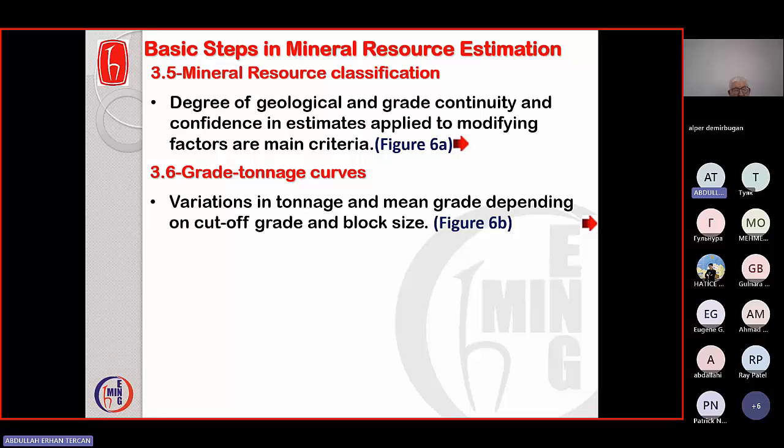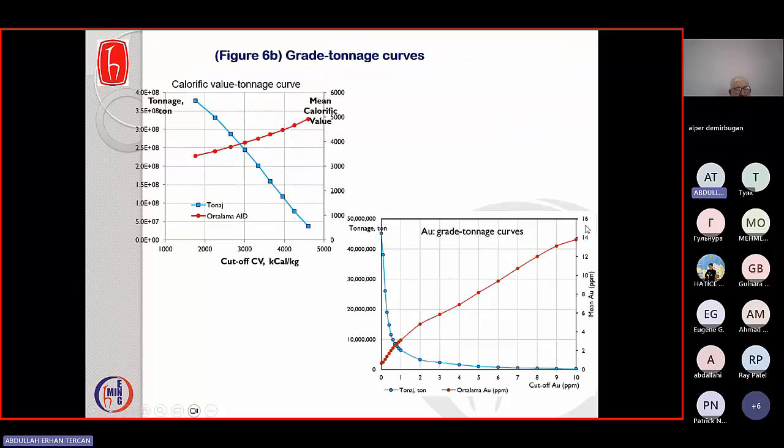Grade tonnage curves are a graphical representation of tonnages and mean grade depending on cutoff and block size. Cutoff grade presents economic aspects of mineral resource, while block size corresponds to technical aspect. Figure on the top shows calorifical value tonnage curve, while figure on the right is the grade tonnage curve for gold deposit. As you can see from these figures, when the cutoff grade increases, tonnage decreases and mean grade increases.